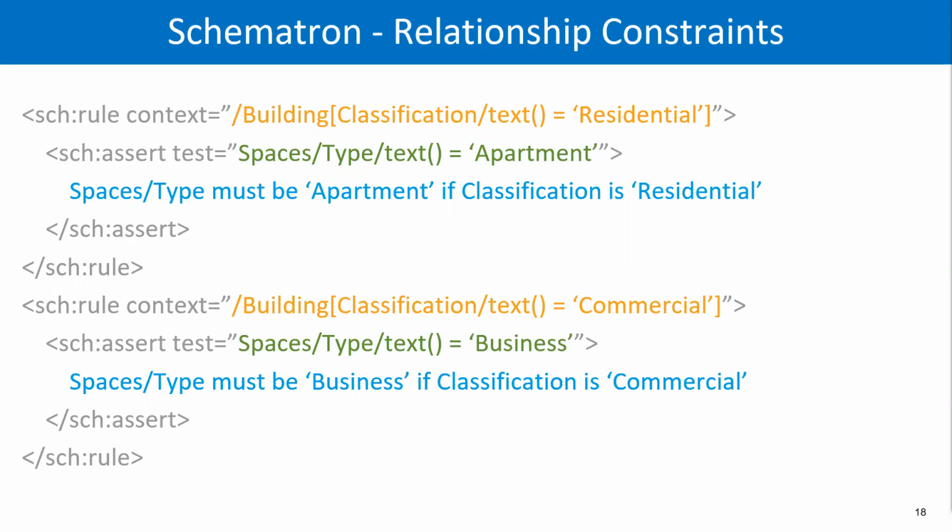Same thing for commercial. The way Schematron works is if a context does not match a node, so let's say our building classification was actually commercial, the whole first context, the first rule is not even going to get fired. So we don't have to worry about that test. It's only going to run the test for the nodes that it matches, if that makes sense. Next slide, please.